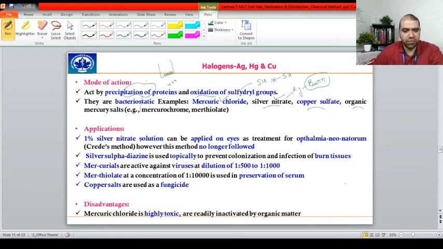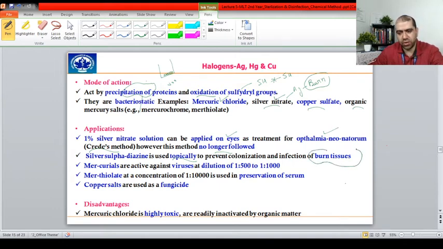Applications of 1% silver nitrate solution can be applied on the eyes. It was also used for the treatment of ophthalmia neonatorum, but now it's not used. This was Crede's method, but it's not followed currently. We also have silver sulfadiazine, which is used topically. It means it's used on your skin or mucous membranes to prevent colonization and infection of burn tissues.